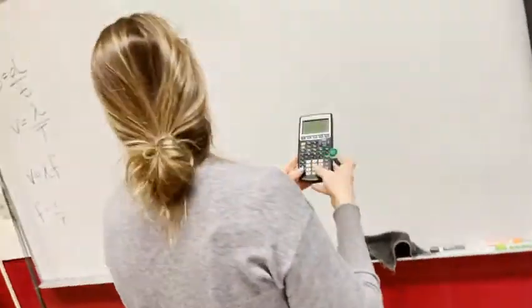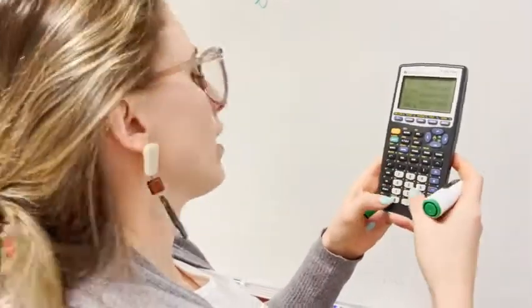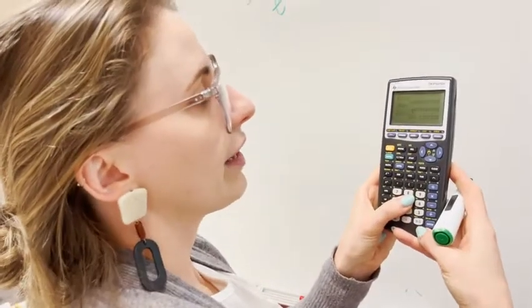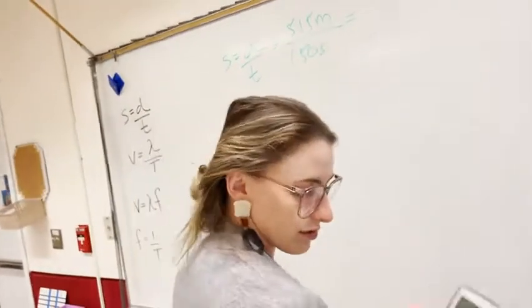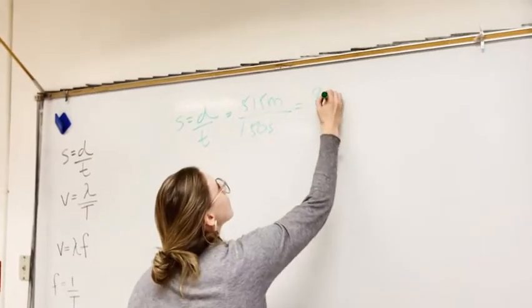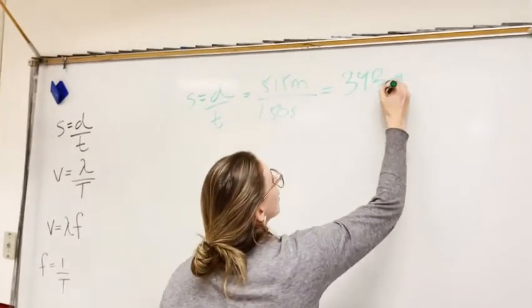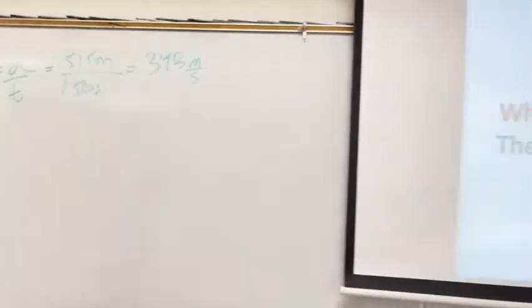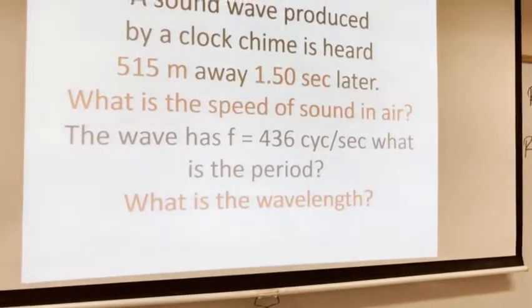515 divided by 1.50, I get 343 meters per second. It's an important number. Yes, it is.